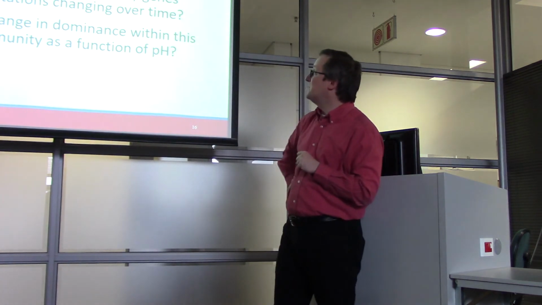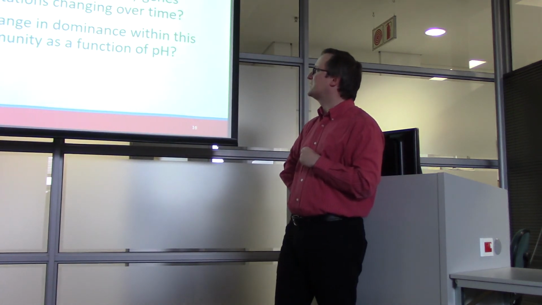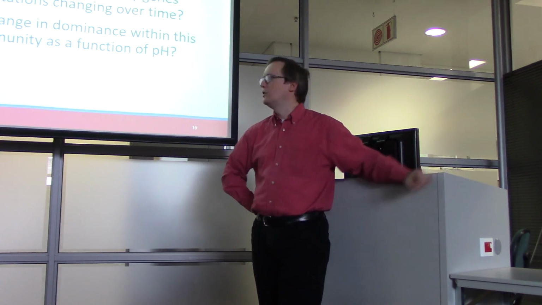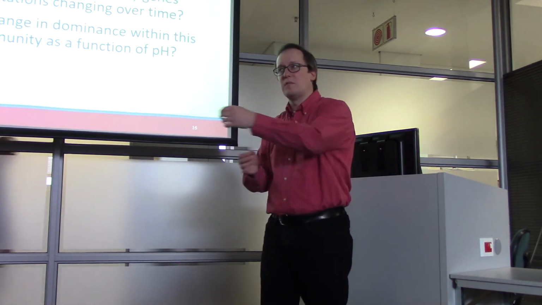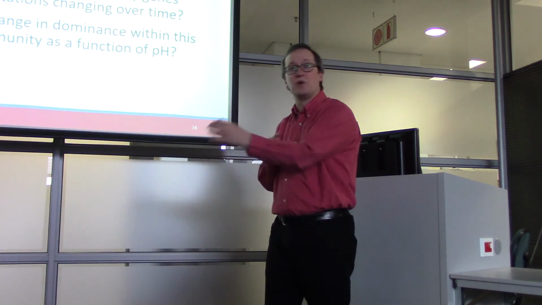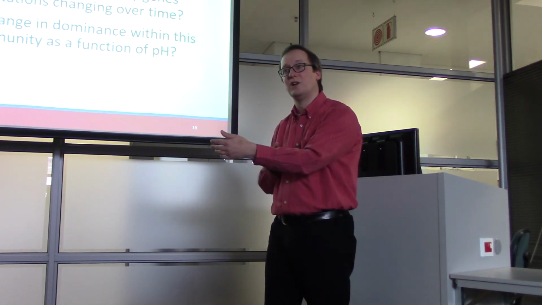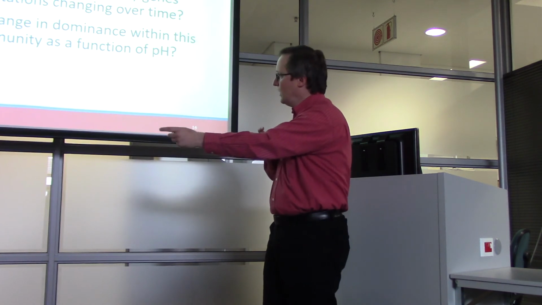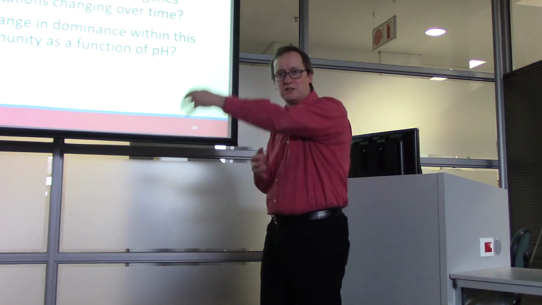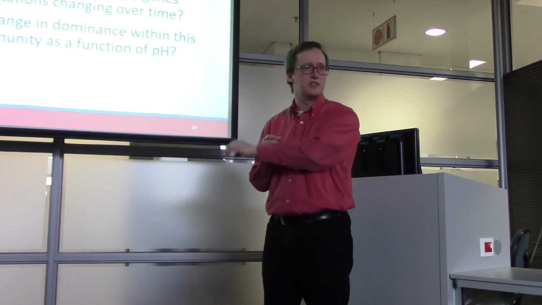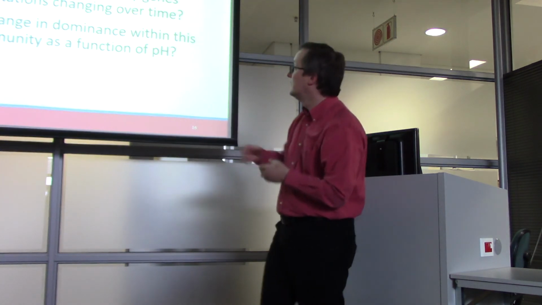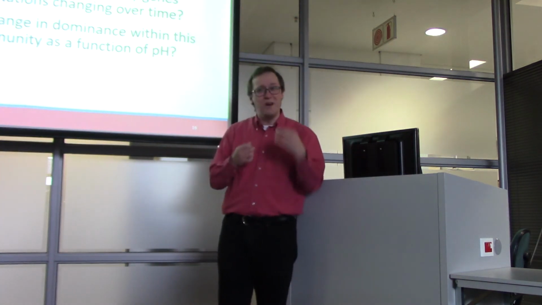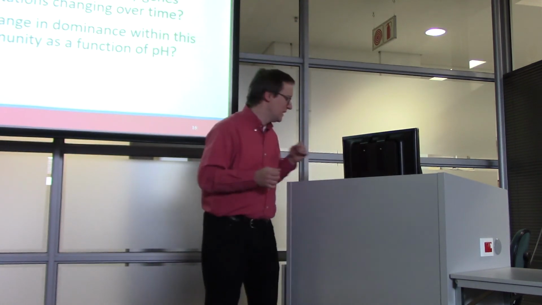Finally, do species change in dominance within this bacterial community as a function of pH? So maybe I have a stream before it reaches the factory and a stream after it reaches the factory, and I want to know, maybe I see the same species both before and after the factory, but are we changing in dominance by dumping lye into the water or dumping acid into the water? So again, all three of these are quantitative questions that we want to address.